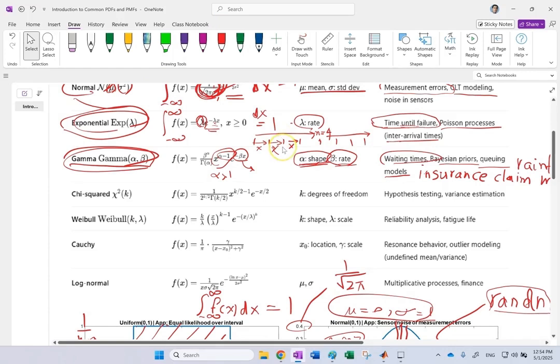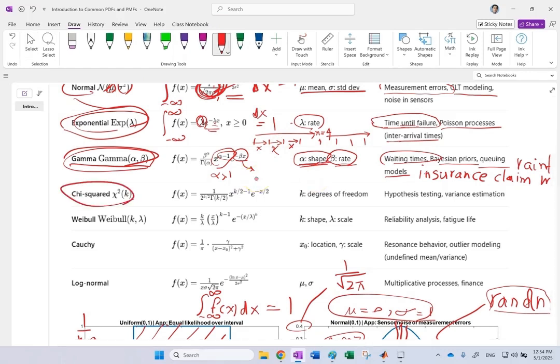Okay, so now we move on to the chi-squared function, this one here, which is used a lot in statistics. The only parameter it has is this degree of freedom k. And if you look at it, it is actually quite similar to the gamma function. It is an exponential and a power function, and there is this gamma here.